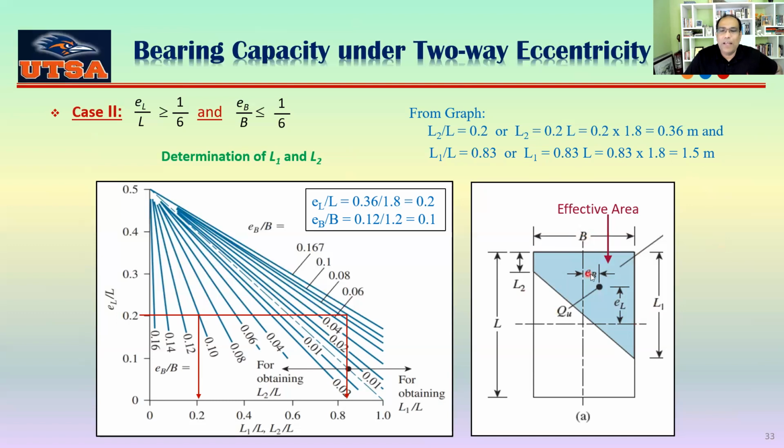Once I know my effective area, then basically I can find out my L prime and B prime. Once I get my L prime and B prime, then I have to use that to find out the shape factors. On the other hand, my depth factor will be determined from the actual B and L, and then I have to plug that into the equation, and the B in the third term of the bearing capacity equation will be replaced by B prime. Then I can get the answer directly from there.